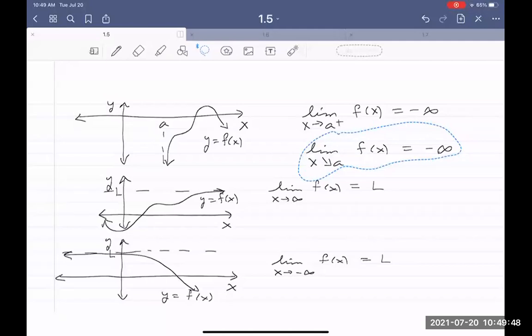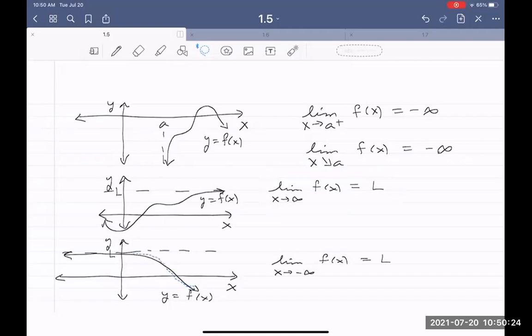Next, suppose that all of a sudden we peter out and we approach some number. Usually we call this the horizontal asymptote. And so suppose that as x keeps getting larger and larger, my values keep approaching some number L. We denote that as follows. The limit as x approaches infinity of f of x is equal to L.